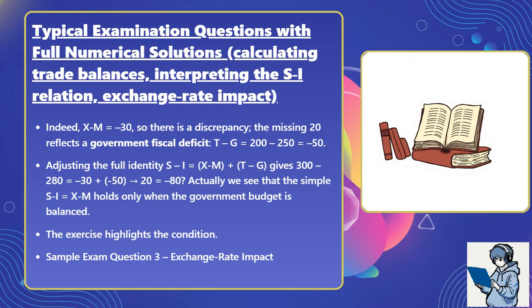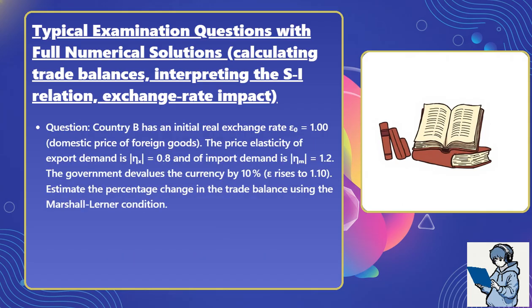Sample exam question 3, exchange rate impact. Question: country B has an initial real exchange rate epsilon naught equals 1.00, the domestic price of foreign goods. The price elasticity of export demand is absolute eta_x equals 0.8, and of import demand is absolute eta_m equals 1.2. The government devalues the currency by 10%. Epsilon rises to 1.10. Estimate the percentage change in the trade balance using the Marshall-Lerner condition.